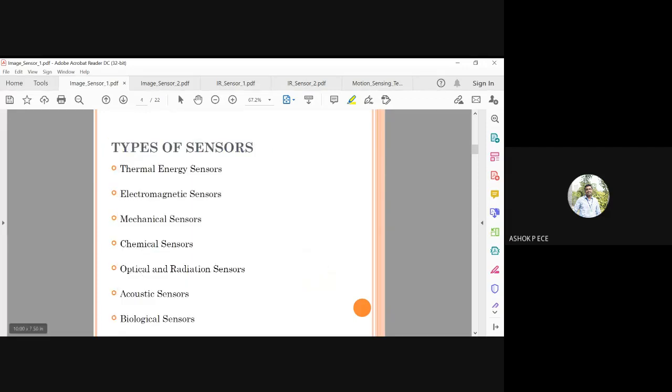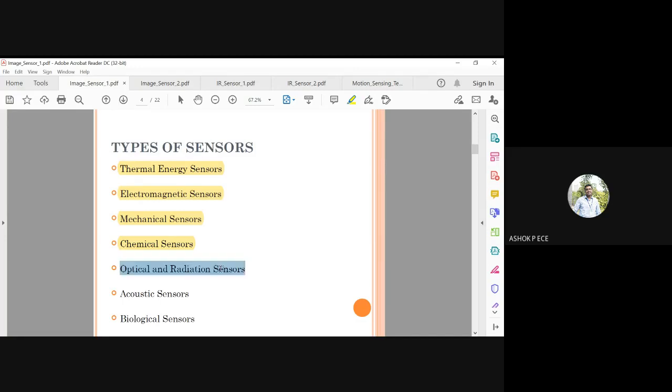Okay, the types of sensors we have. We have a lot of sensors. One is thermal energy sensors, which convert thermal energy into any other form. The thermocouple, what we said. Electromagnetic sensors, which convert electric field into magnetic field. Mechanical sensors, which convert your mechanical movement into electrical signal. Chemical sensors, which convert the rate of chemical reaction into equivalent potential. You have a battery cell. In a battery cell, a chemical reaction takes place and you have an equivalent voltage, right? So that is a chemical sensor.